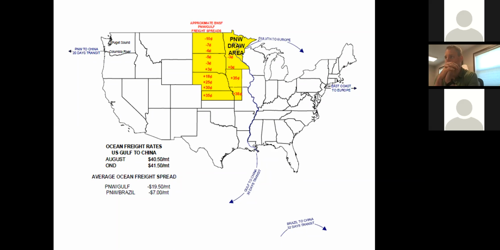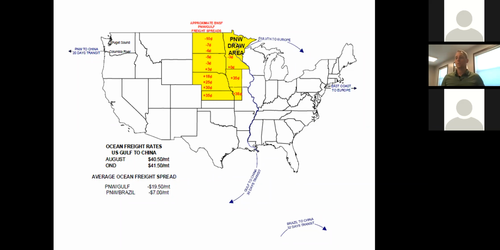And when you get down to northern Kansas, it's 35 cents cheaper to go to the Gulf than it is to the PNW. So a grower in Kansas has a 45 cent disadvantage over a grower in northern North Dakota as it relates to the PNW. And obviously they've got an advantage being closer to the Gulf. But the advantage you see here is that the PNW in general does have a freight advantage.